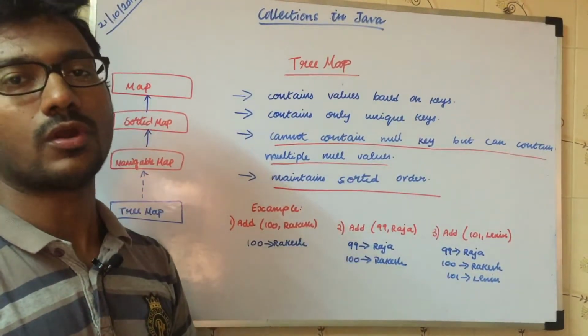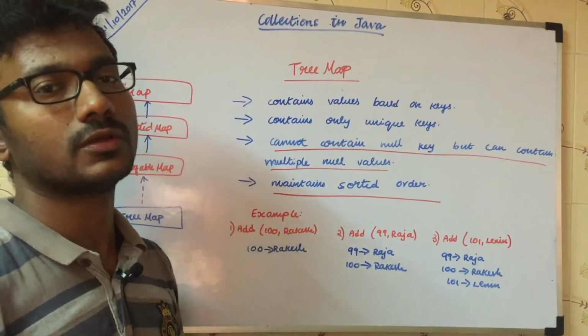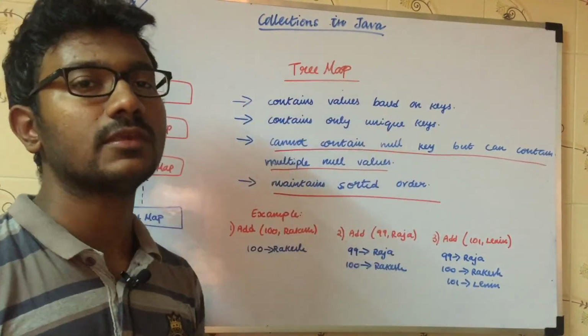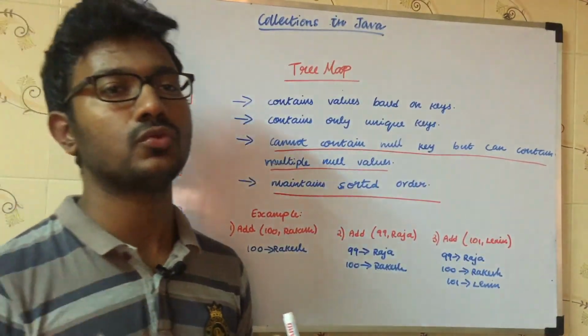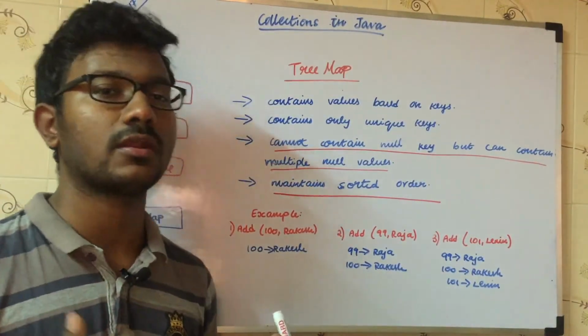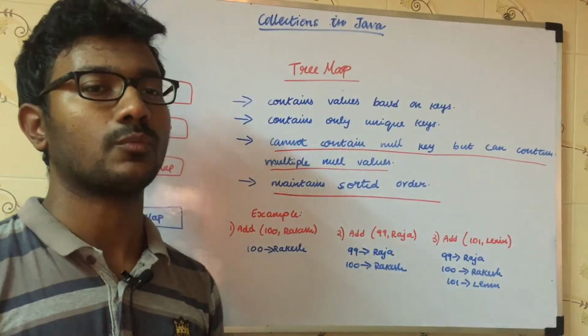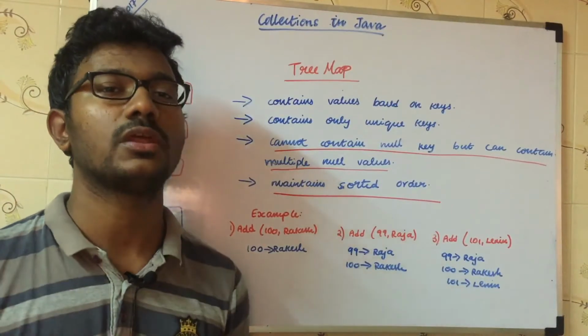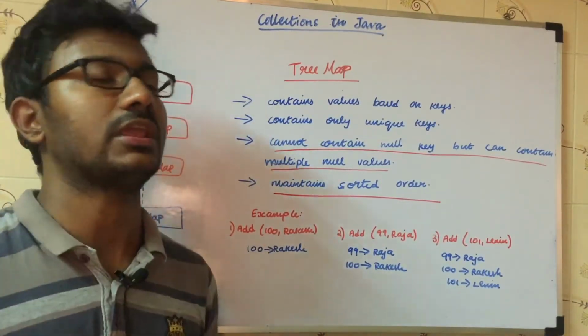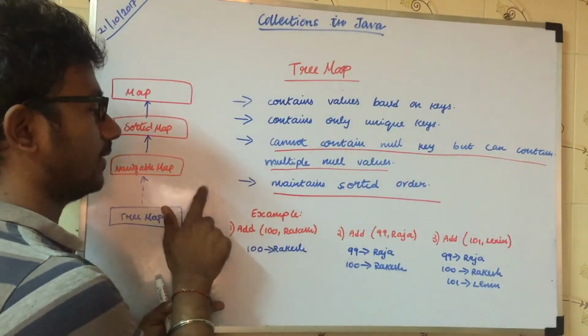Hash map doesn't maintain any order. Linked hash map maintains insertion order, whereas tree map maintains the sorted order. The default sorted order is ascending. If you need a custom sorting order, you can write a comparator object. We will talk more about that in the upcoming videos, how to send the comparator object so that you can send the custom sorting order. For now, just consider this example.